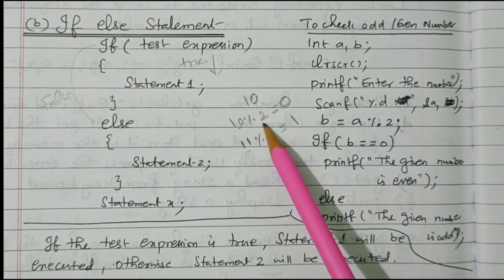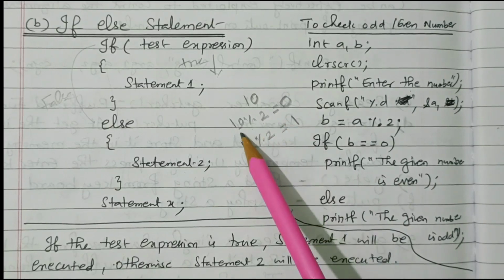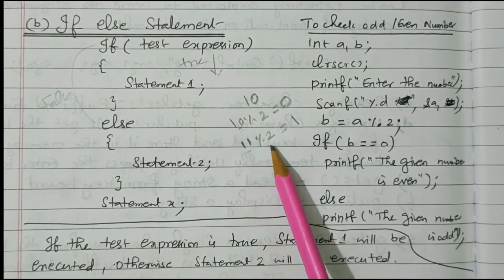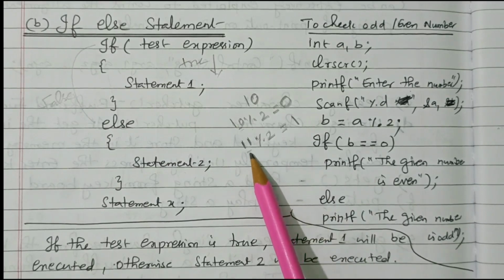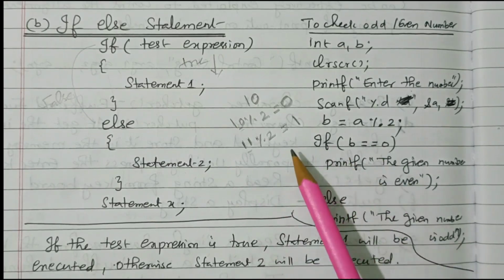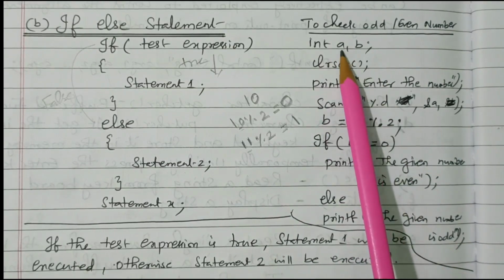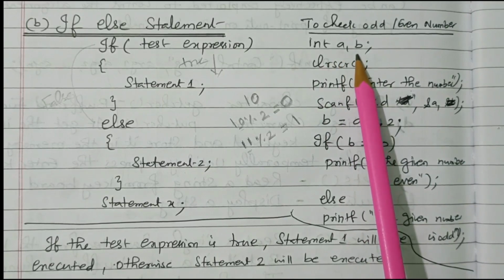So while dividing with 2, if it returns a 0 remainder, we can easily understand that the number is an even number. If the remainder value is 1, we can say that the number is an odd number, right? So based on this logic, we will go for integers a and b. A is the given number, and the remainder is stored in b, right?